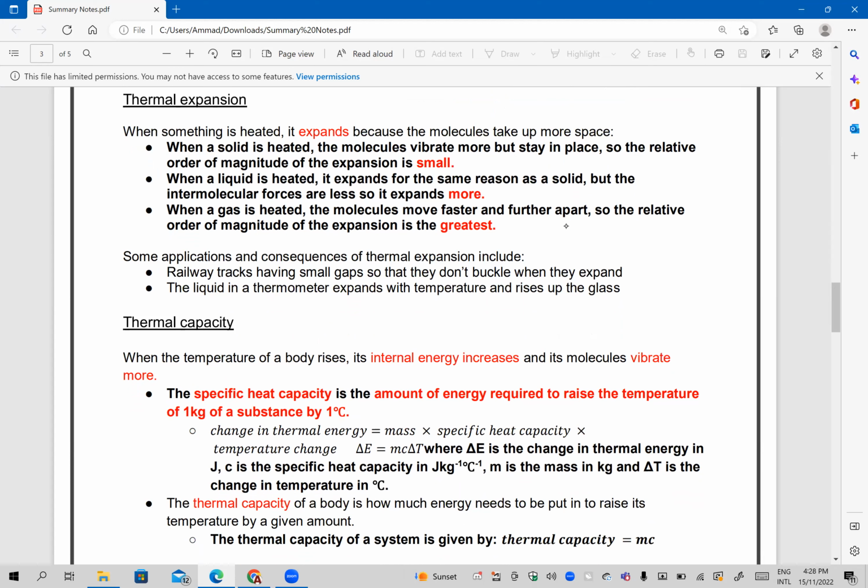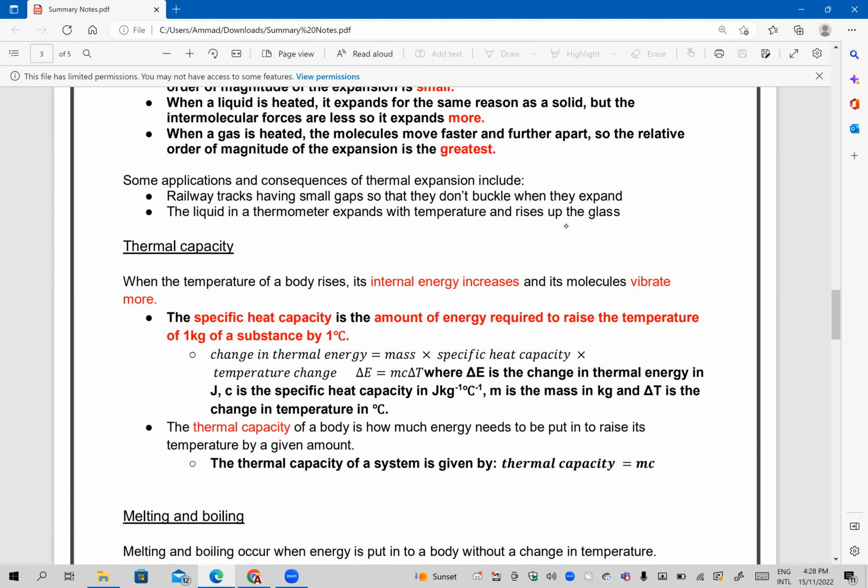Now you see this expansion is a result of heat. How much heat an object can take in, and then because of that heat, the object expands. Now, how much heat can an object take in? This concept is known as thermal capacity. When the temperature of a body rises, its internal energy increases, the molecules vibrate more. This explains how the vibration is greater because the internal energy is more.